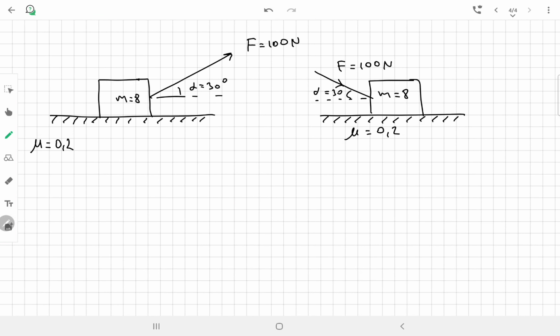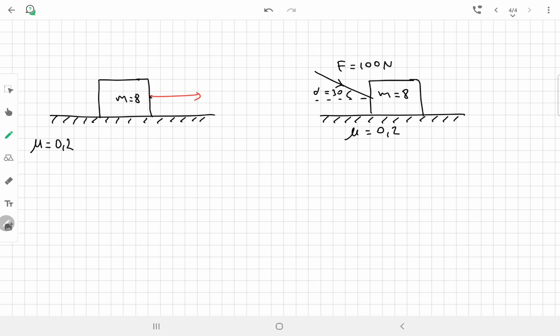So the question was, which object will move faster? In order to compare their velocities, of course, we need to find their accelerations, then we can compare. So let's start with the first figure. We have a force as shown in this figure. Let's rewrite it in terms of components, horizontal and vertical components.